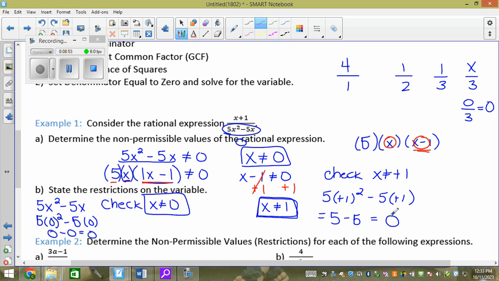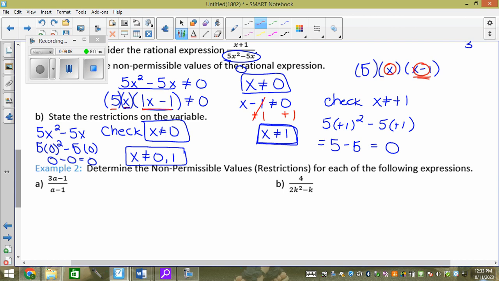Right? So the states and restrictions, or the non-permissible values, they're both the same. So we'd write them together. We'd say x can't equal 0 or 1, and then box it. That would be my answer, because if I plug in 0 or 1, my denominator becomes 0, and I can't have it equal 0.